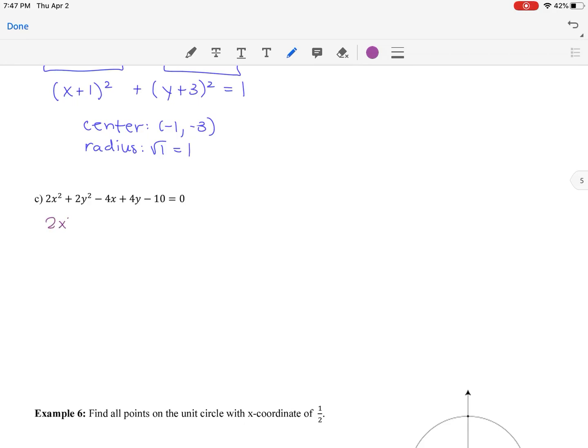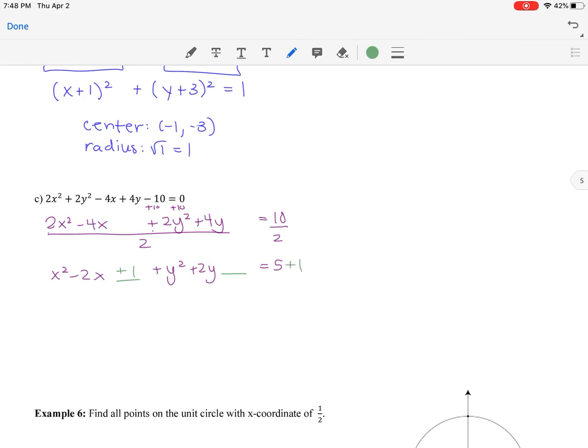Okay, one last example. Let's follow through. So, get your x's and your y's together. And we're going to move the -10 to the other side, so it's a +10 now. Notice we've got a 2 and a 2 in front of x squared and y squared, so we're going to divide everything by 2. And we get x squared minus 2x plus y squared plus 2y equals 5. So you're now finding the number that completes both these squares. -2 divided by 2 is -1, squared is +1. Whatever you do to one side, do to the other. And same thing here, 2 divided by 2 is 1, and then squared is 1.